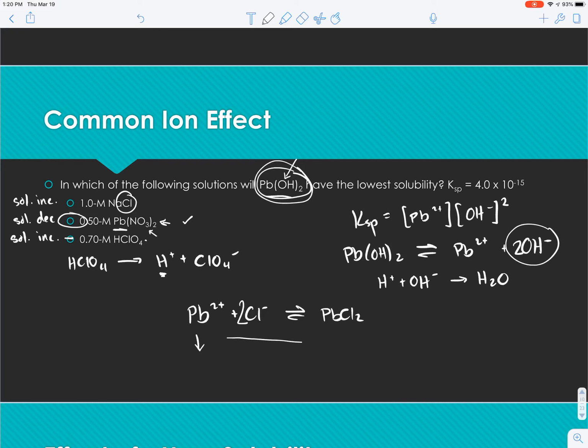So A, I kind of stumbled on A myself. But hopefully that makes sense. If it doesn't, we can talk about it during the Zoom meeting. And at any rate, we understand that it would not lower the solubility of PbOH2.